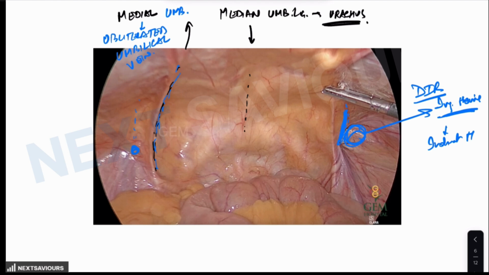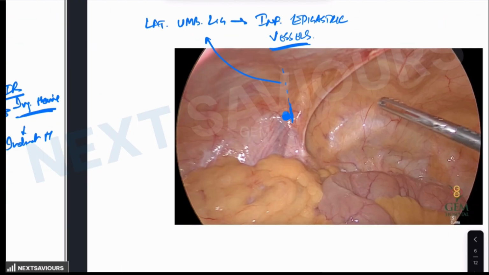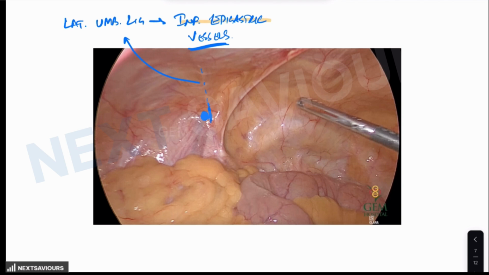So you need to remember a few things over here. First of all, what is the medial umbilical ligament? Several times questions have been asked. The medial umbilical ligament contains the obliterated umbilical vein. Then inferior epigastric vessels are present in the lateral umbilical ligament, and they serve as a landmark for defining the indirect versus the direct inguinal hernia.